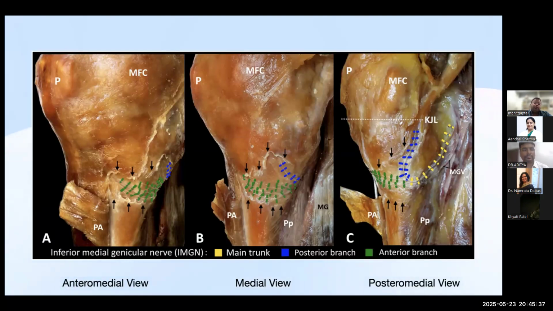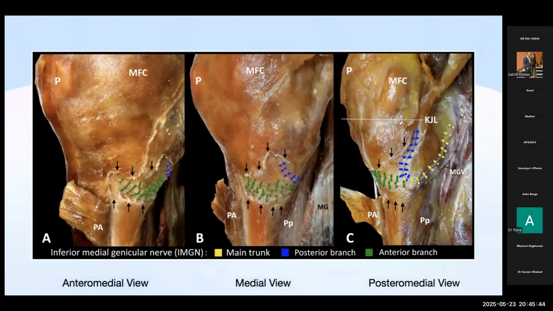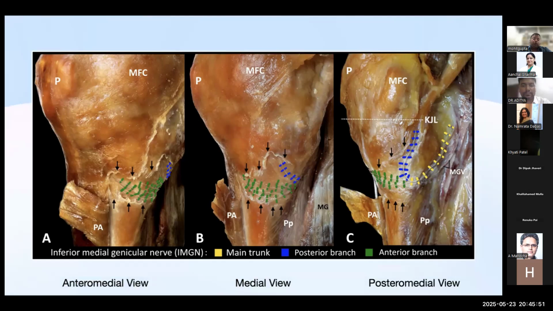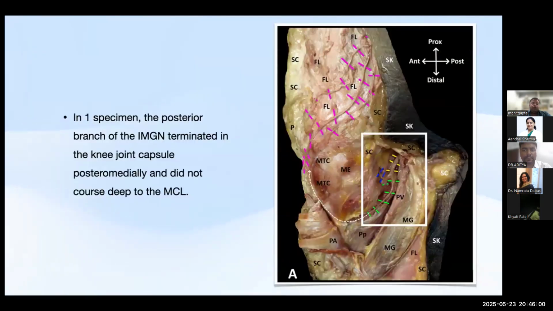It takes sensations from the inferomedial aspect of the knee joint capsule, and the blue one is the posterior branch, which after bifurcation travels superomedially and innervates the posterior inferior part of the knee joint capsule. And in one specimen, the posterior branch of the inferomedial genicular nerve terminated in the knee joint capsule posteromedially and did not course deep to the medial collateral ligament.